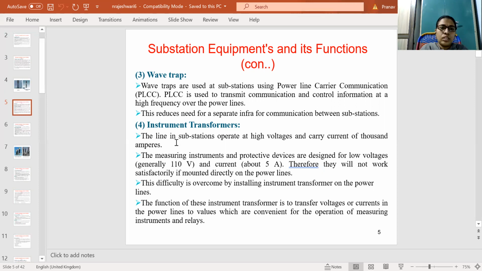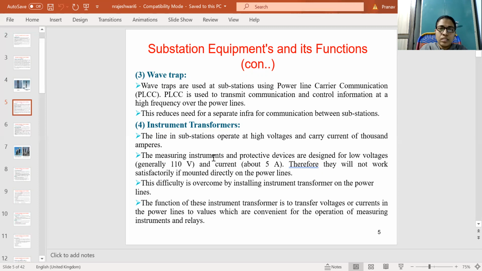Coming to instrument transformers, there are two types: one is the current transformer and the other is the potential transformer. Lines in substations operate at high voltages and carry currents of 1000 amperes. So because of these high voltages and high currents, instrument transformers are used in substations.